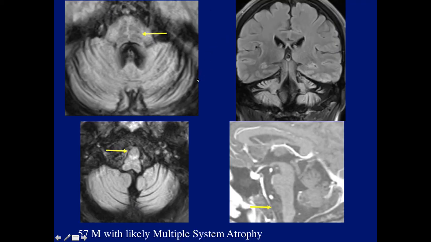This is a case that Amit Mahajan gave me recently, a 57-year-old with likely multiple system atrophy, again showing the hot cross bun that we saw in the prior literature image, and it was showing this kind of abnormal architecture. There was an incidental lesion in front of the pons, which some people felt may be a neuroenteric cyst, which was incidental to the other issues.